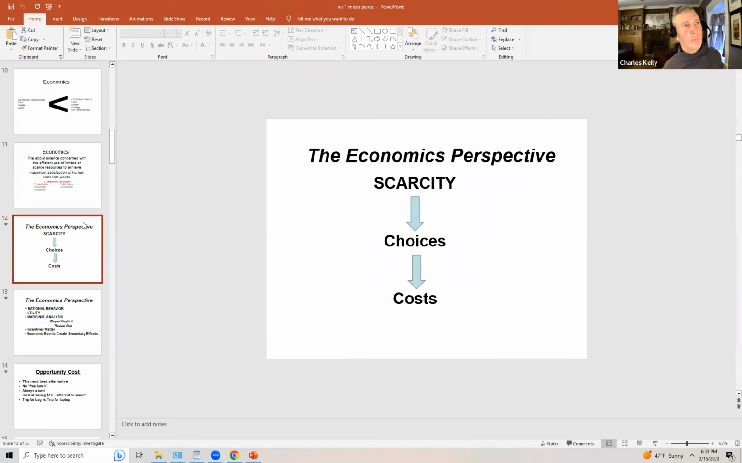All right, so this is where we are. We're starting to build what's called the economics perspective. And the idea is, okay, we can't escape the burden of scarcity. Land, capital, and labor are scarce relative to human wants. So the burden of scarcity forces us to make choices. And therefore, every time we make a choice, there's a cost involved. So as soon as we decide to utilize a resource to produce a certain good or service, it's no longer available to produce something else.